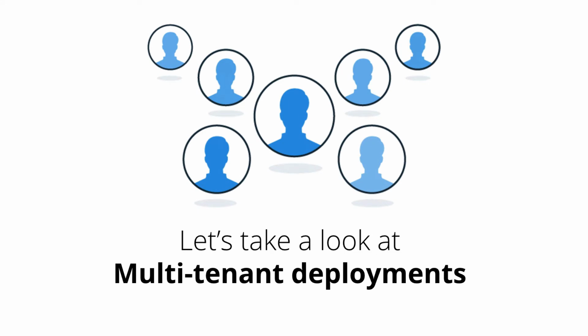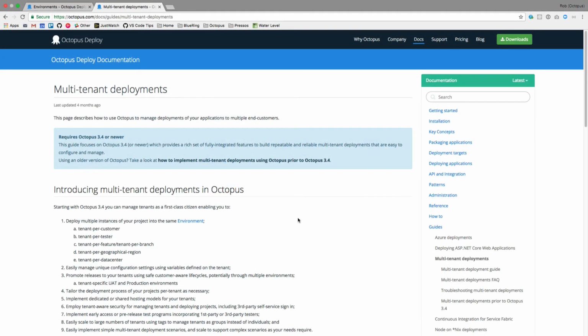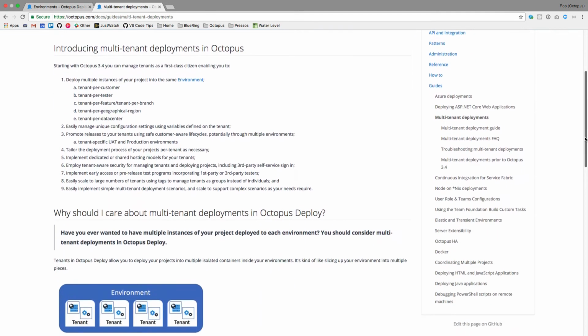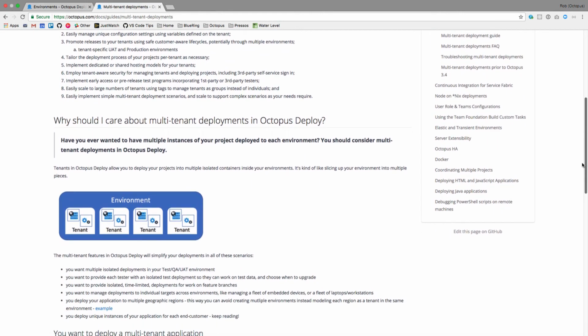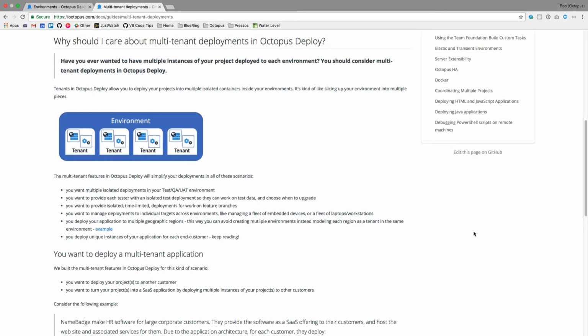Now, let's take a look at what's new in multi-tenant deployments. First, I'd like to quickly review multi-tenancy in general and how Octopus supports multi-tenant deployments. I'm on octopus.com/docs looking at our multi-tenant deployment guide. This is a great guide that starts with some of the reasons why you'd want to use multi-tenancy and explores creating your first tenant, connecting it to your projects and environments, working with tenant-specific variables, tags, and more.